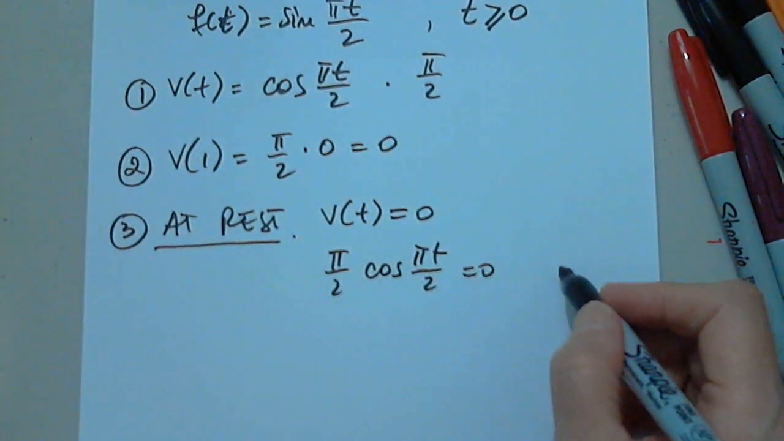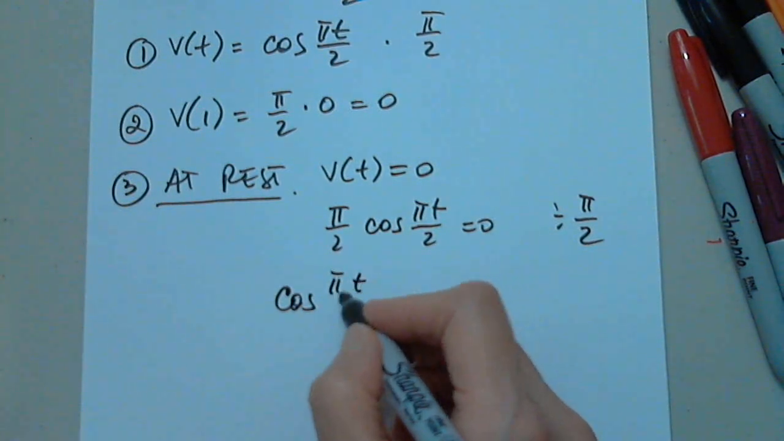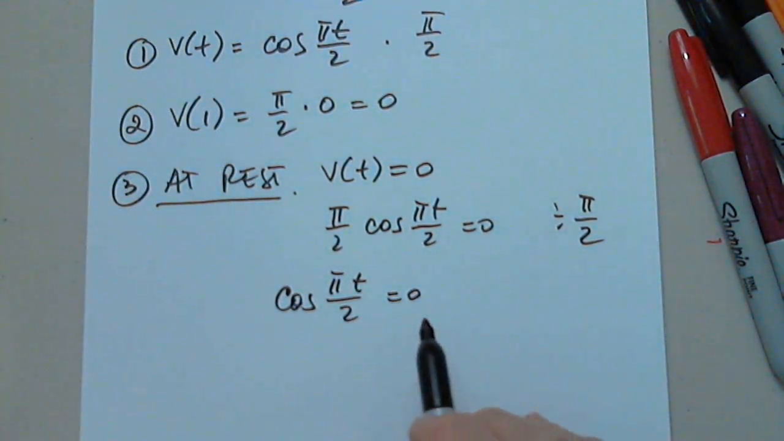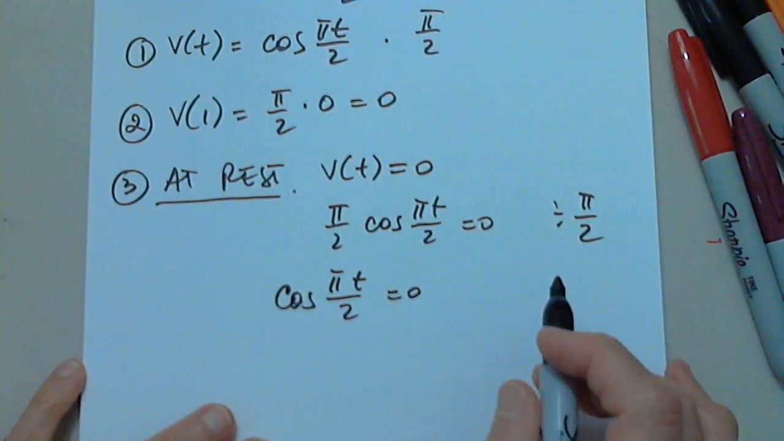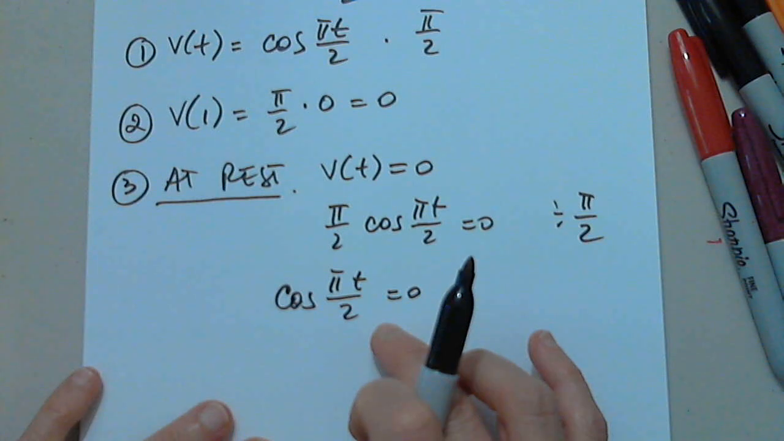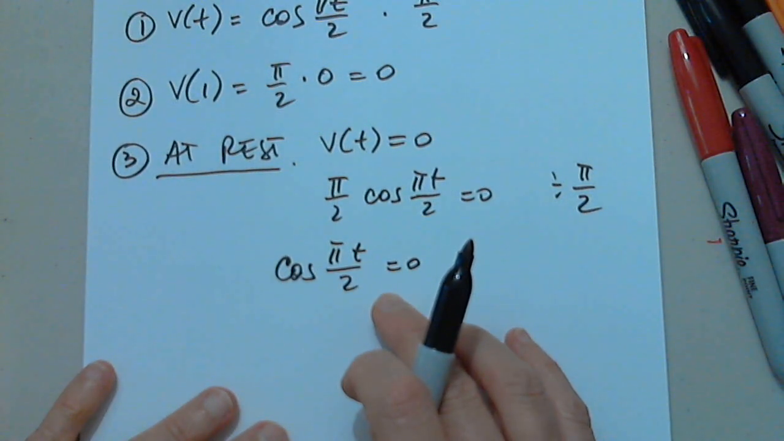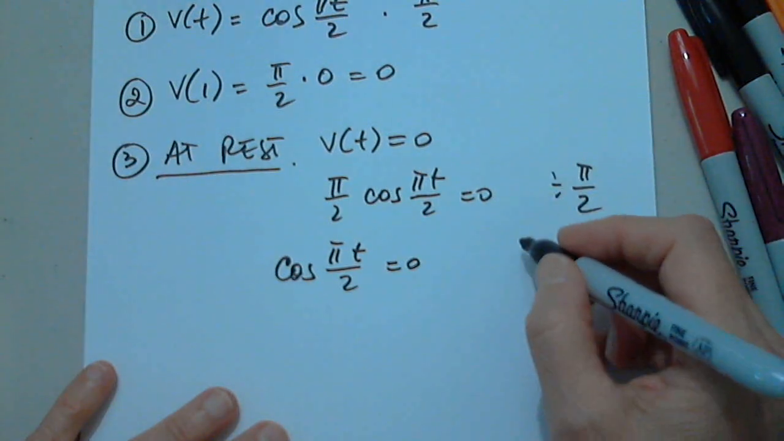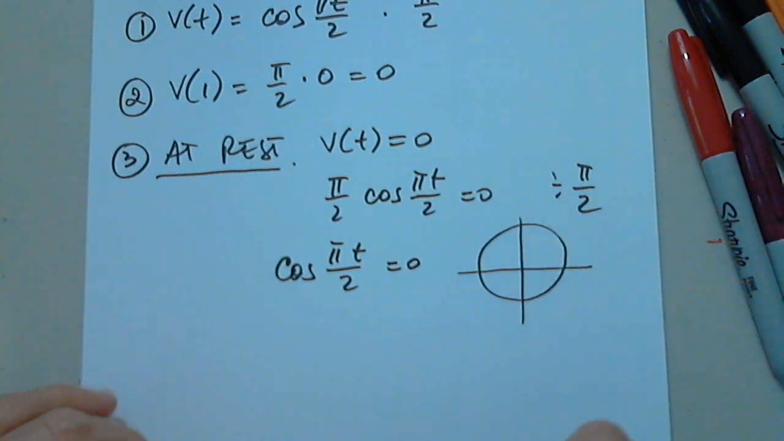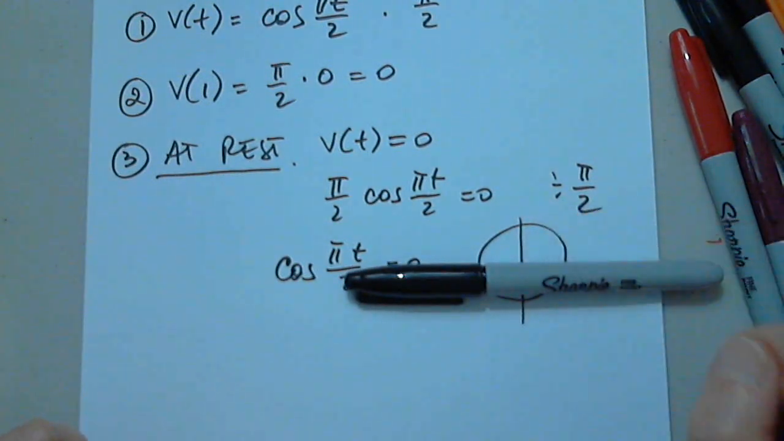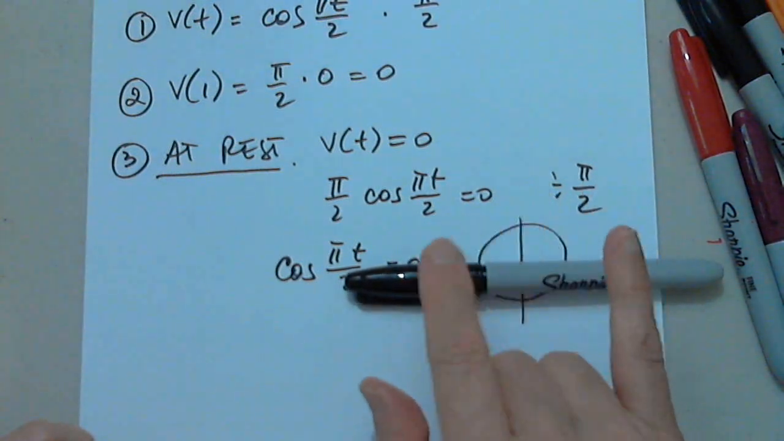So of course I'm going to divide both sides by pi over 2. So I only have cosine pi t over 2 equals 0. Are they telling us how many times we go around the circle, or are they indicating anything here? Nope, it just says use the parameter n as necessary to represent any integer. Okay, so remember, cosine is measured on the x-axis. So at these 2 points, cosine will be 0. Here, here, here, here.